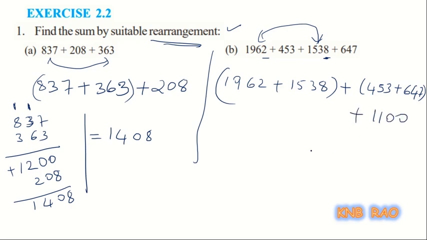Those are such oral questions. Now, here 62 plus 38 is again 100. That 100 put into this 1900 becomes 2000. 2000 plus 1500 is 3500. Okay, see, I am doing orally.